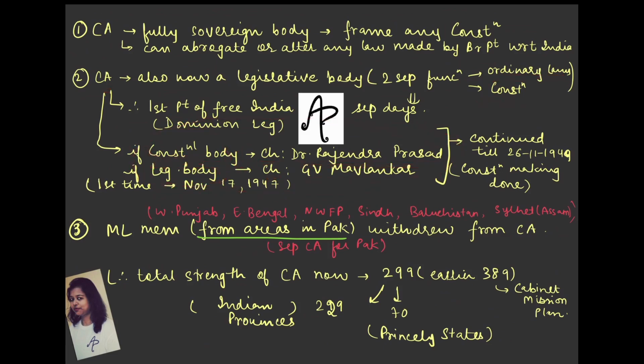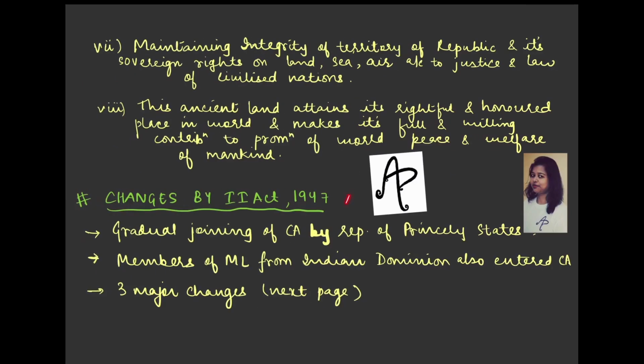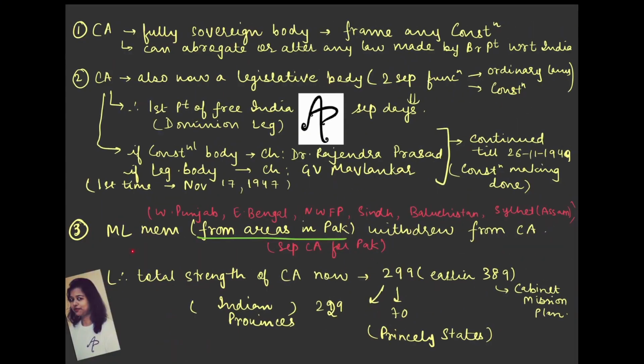And they continued like this till 26th of November 1949. Why? Because our constitution making and signing and everything was done on this date, right? Making was done and enforcement था January 1950 में. So we will talk on this later. And first time when it sat as a legislative body, that was November 17, 1947. So after independence.